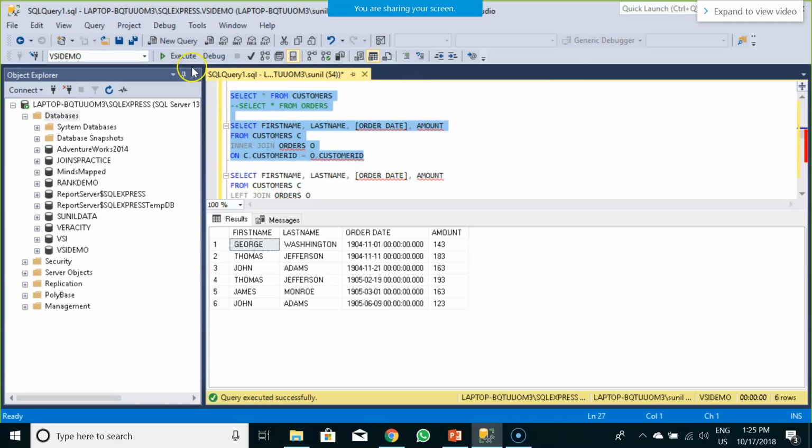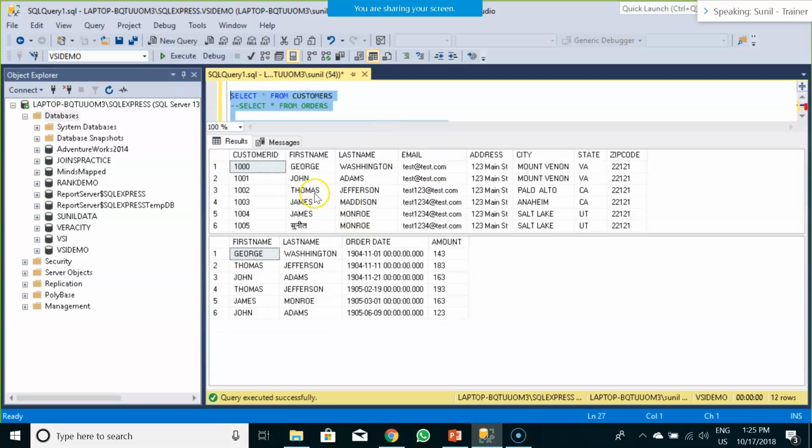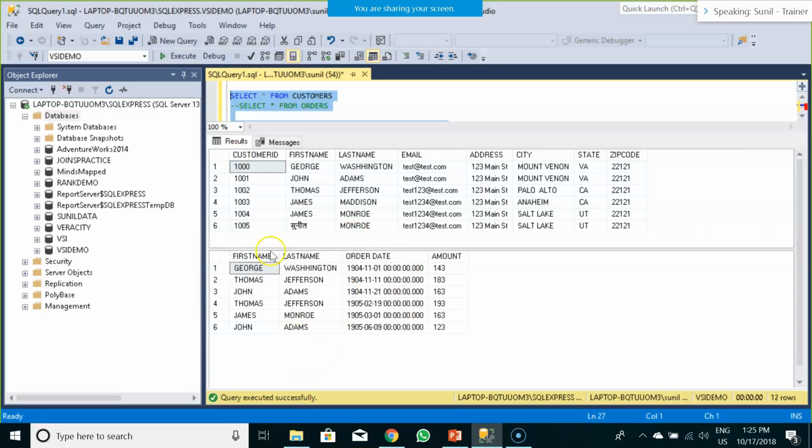Let me bring these two tables in parallel. Okay. So this is the customer table and this is when I applied an inner join on the customer and order table. Now you could see over here, George's record is there, Thomas's record is there, then John's record is there, Thomas's record again is there, James Monroe's record is there, James Madison's and Sunil Monroe's record is not there. Why is it not there?